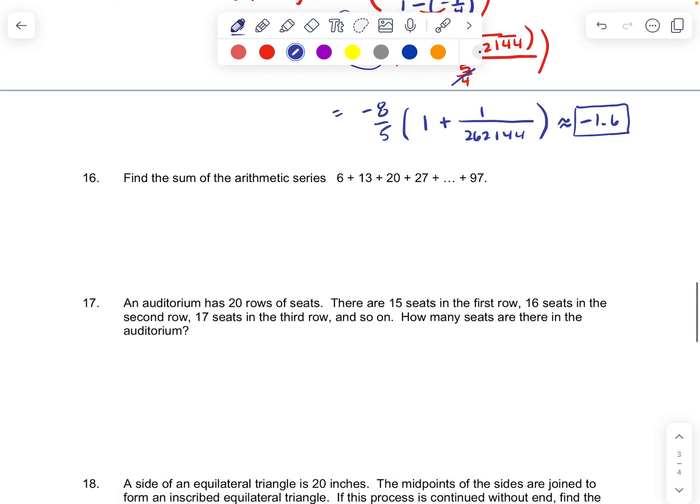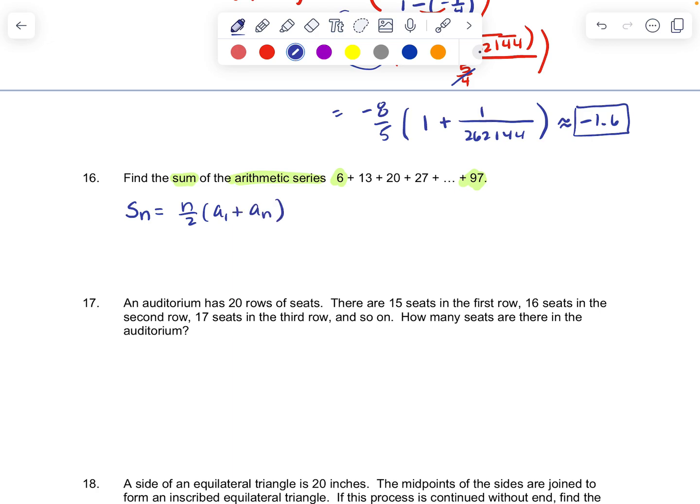Find the sum of the arithmetic series 6, 13, 20, 27, and 97. Again, look for those keywords. I have sum, I have arithmetic, okay? And because this actually ends, it has a first term and a last term, I know it's finite. So I'm going to be using S sub n equals n over 2 times a sub 1 plus a sub n. All right, so let's plug it in.